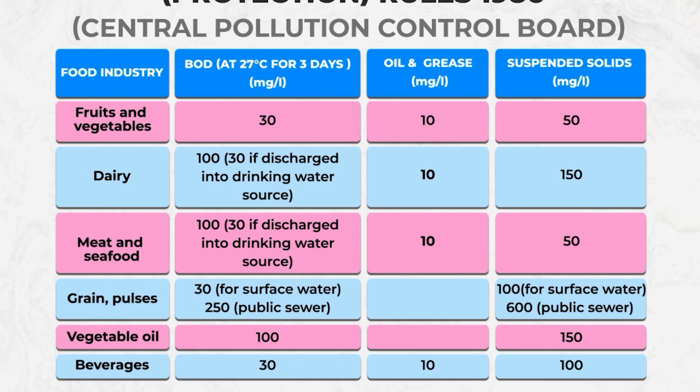If you see the BOD of the wastewater which comes from the fruits and vegetable industry, if it is to be discharged into the environment, then the BOD should be maximum 30 ppm. The oil and grease should be 10 ppm, and the suspended solids 50 ppm.